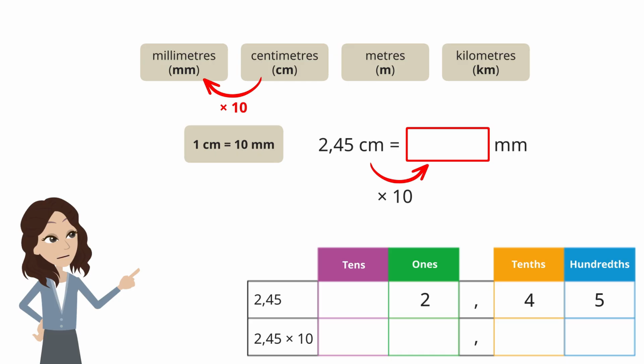When we multiply by 10, each digit shifts one place value to the left. The digit 2 shifts from the ones place to the tens place. The digit 4 shifts from the tens place to the ones place. The digit 5 shifts from the hundreds place to the tens place. 2.45 times 10 is equal to 24.5. So, 2.45 centimeters is equal to 24.5 millimeters.